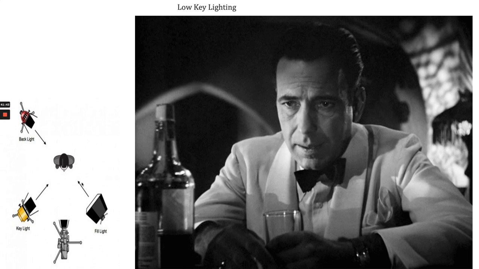And so low key lighting, what that means, and it's kind of a misnomer because the key light's really the brightest light, it really just means low fill light, right? So that means this fill light is not very bright. And so here you see the key light that's shining on Humphrey Bogart's face. This is from Casablanca, as he's contemplating about why Ilsa has left him. And then over here you have a low fill light that's creating this shadow on his face.